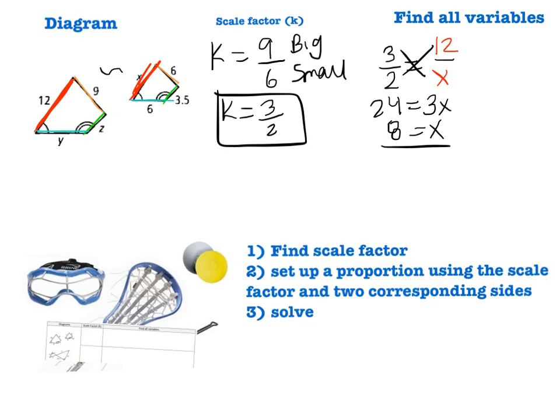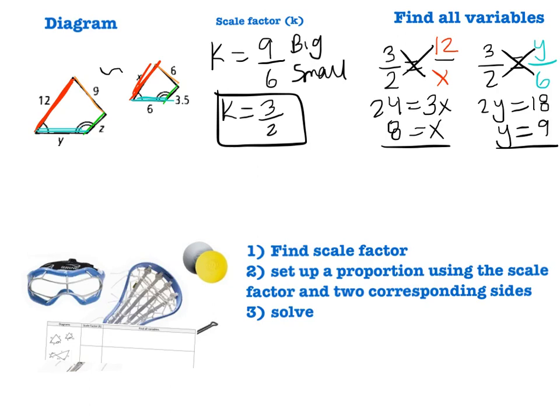The next variable we're going to find is y, and that's blue. So again, I'm going to set up my proportions. 3 over 2 is the ratio that it's increasing, and my values are y and 6. Y over 6. I'm going to go ahead and cross multiply to get 2y equals 18, or y equals 9.